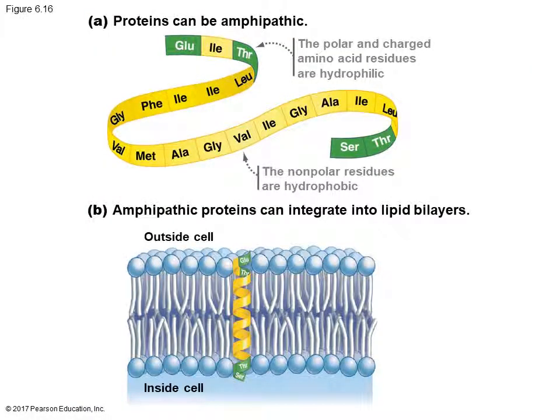So here you see in figure 6.16 that some of the amino acids making up this protein are green and then yellow. This indicates polar and nonpolar regions, or charged and non-charged regions. And you can see how it readily fits into the phospholipid bilayer in part B of this diagram.